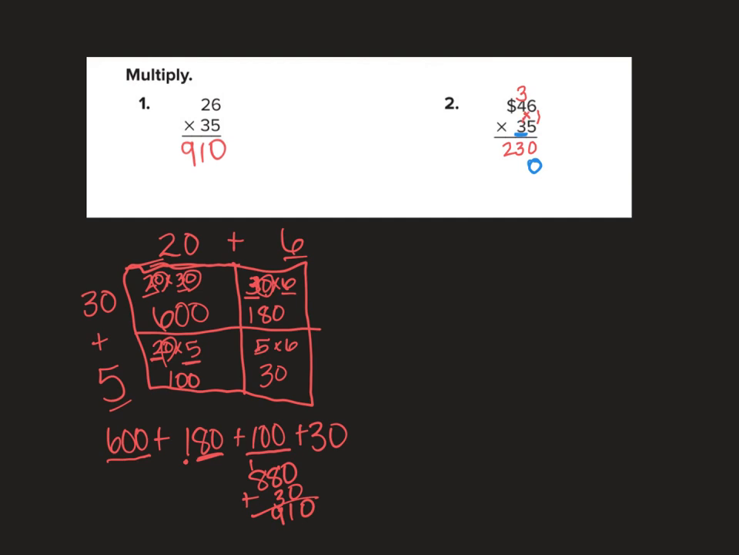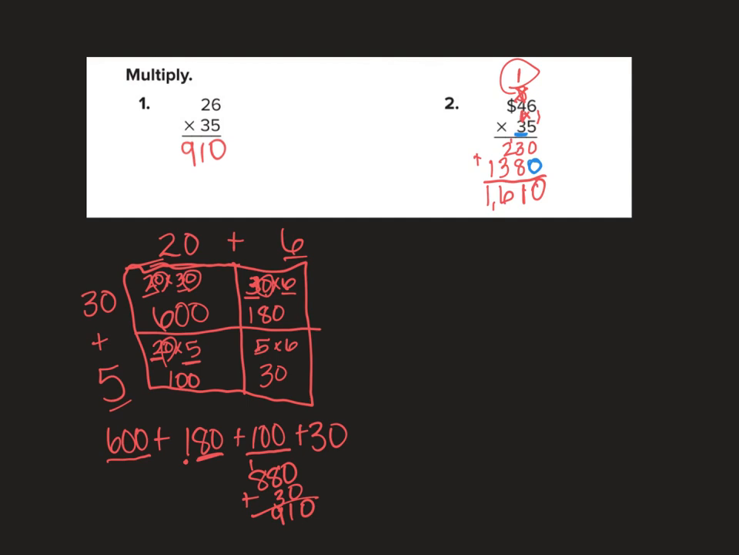3 times 6 is 18. I'm going to cross that off. Put my 1, 18. 3 times 4 is 12. Plus 1 more is 13. Okay, add it up. 8, 9, 10, 11. 6 and 1. 1,610.